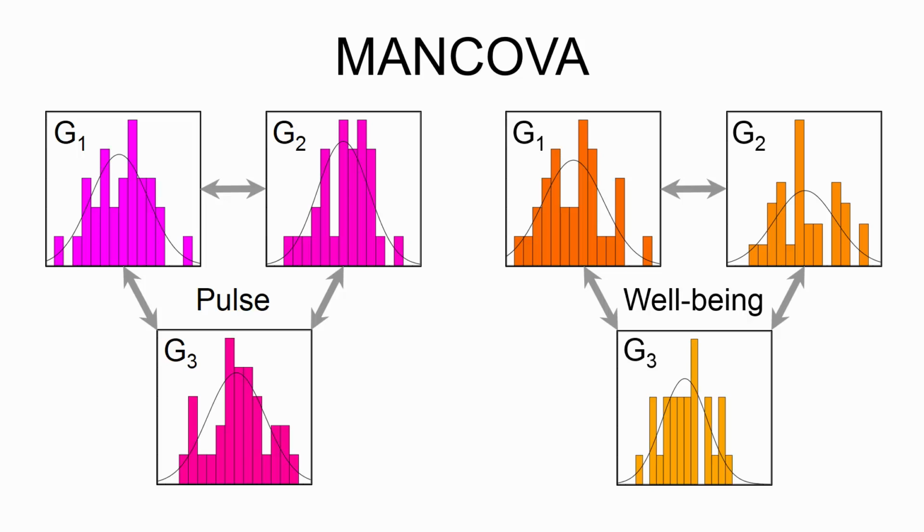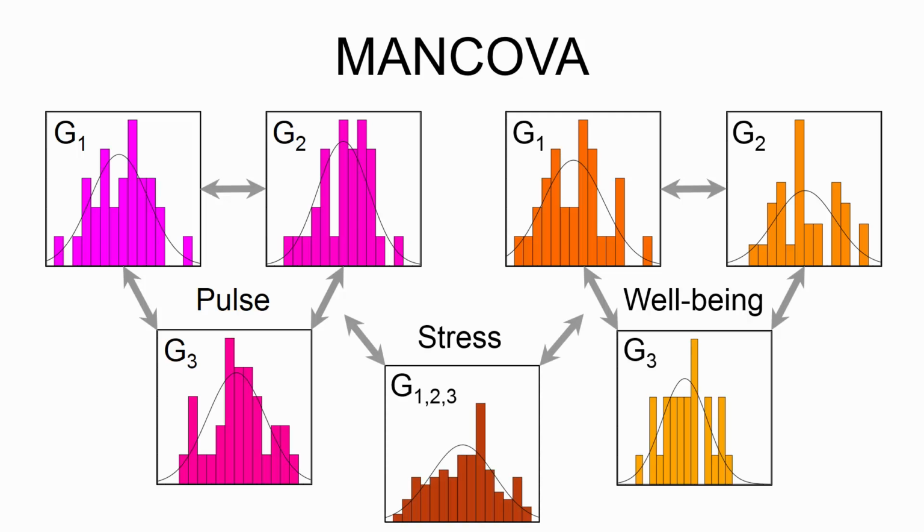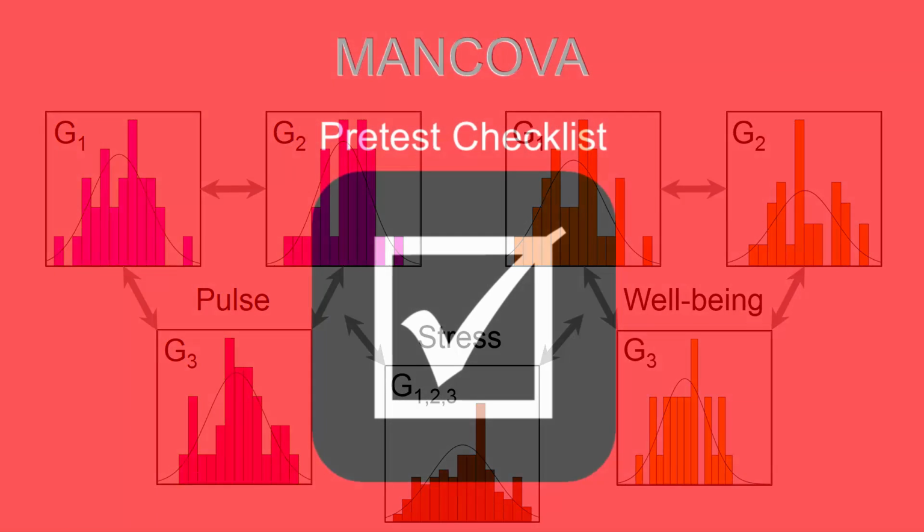Like the ANCOVA test, MANCOVA adjusts the results of the dependent variables based on the values of the identified covariate, stress, which is reasonably thought to influence pulse and well-being. In this example, we'll see that the MANCOVA results look similar to MANOVA, except the estimated results for pulse and well-being have been adjusted, controlling for the covariate, stress.